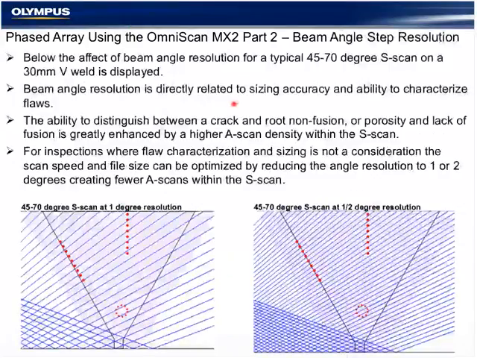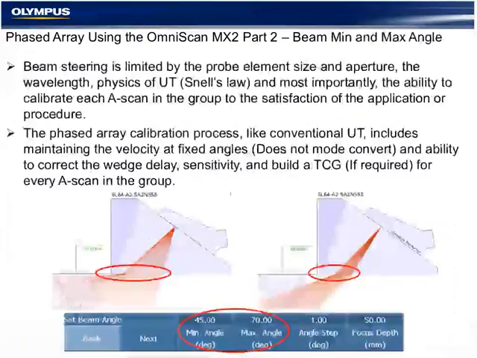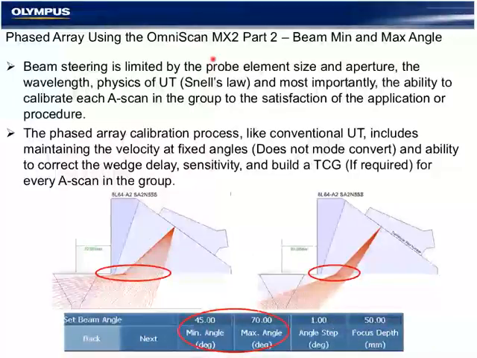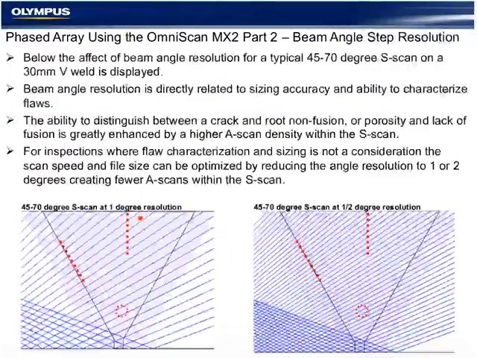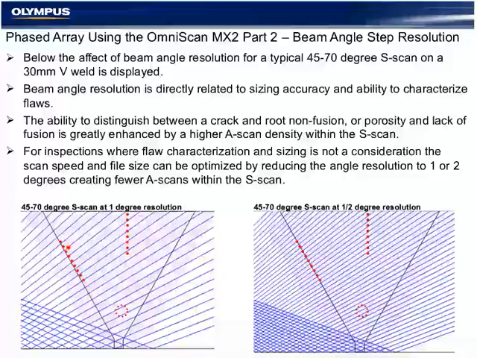The step resolution that we see in this example, we're using a 1 degree angle step resolution. Here, we can see that any potential flaw is being detected by several different beams. Depending on the frequency of each beam, these beams are also overlapped significantly.